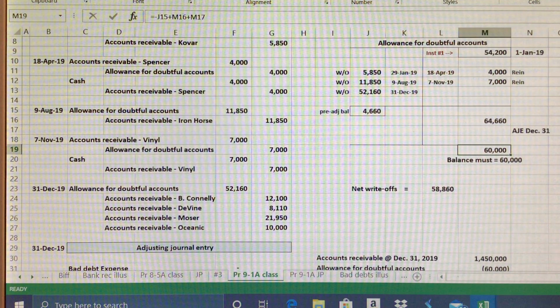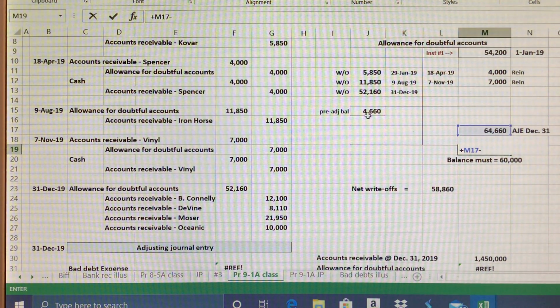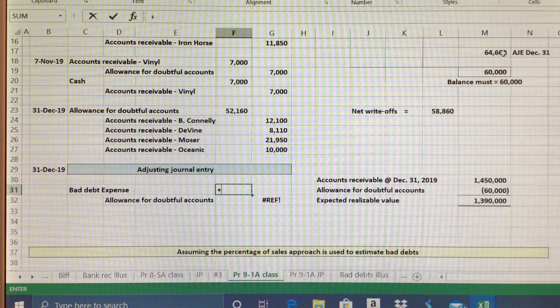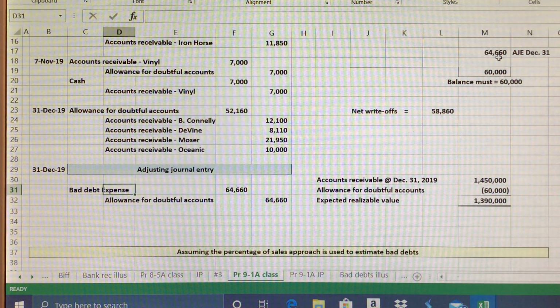What do we do with this number? Well, I got it on the wrong line here. What we're going to do with this number is we're going to use that for our adjusting journal entry, the one to record bad debts. Okay, so here it is. The entry we calculated needs to be $64,660. Debit the expense, credit the allowance account.